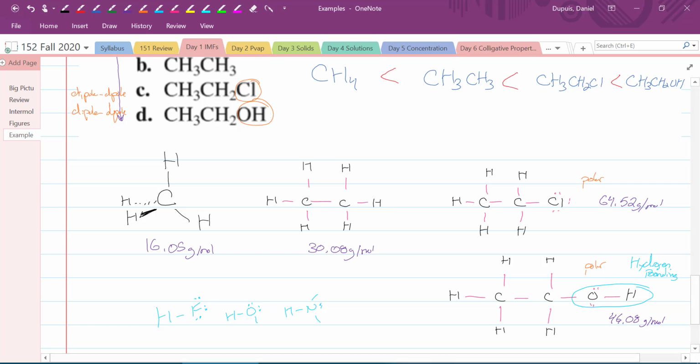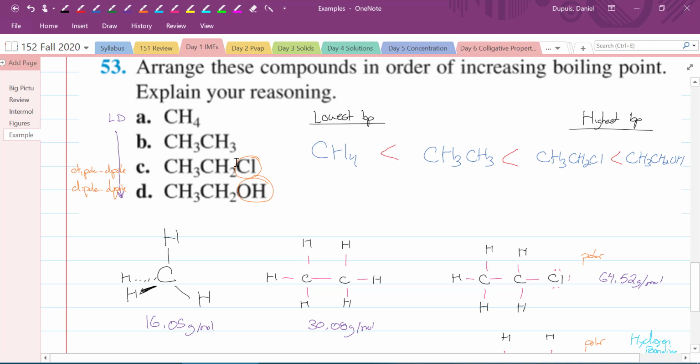So if you're thinking, well, this one weighs more, and not that much. Yeah, I know it's 46 to 64. It's like 50% more, but it's still not. The goal is to make you recognize the types of intermolecular forces and realize that hydrogen bonding polar is a stronger intermolecular force than just polar. That's the goal with similar type compounds. All right, so that would be the four examples for day 1.